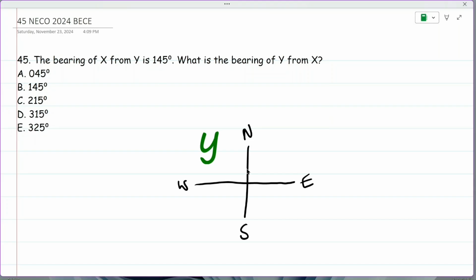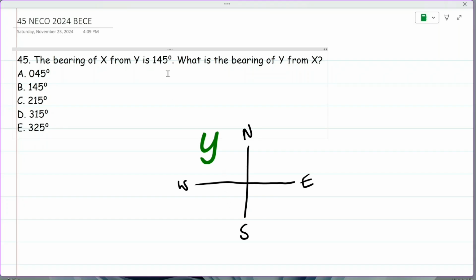and each of these from the north to the east is 90, from the east to the south is 90, from the south to the west is 90, and from the west back to the north is 90. So going round, you make 360, adding the 90s. That's 90 plus 90 plus 90 plus 90 gives you 360. That's where you get angles at a point from. You're going round in a circle.